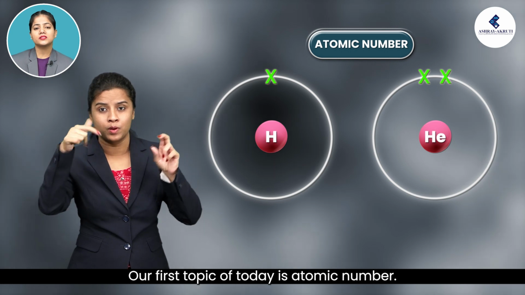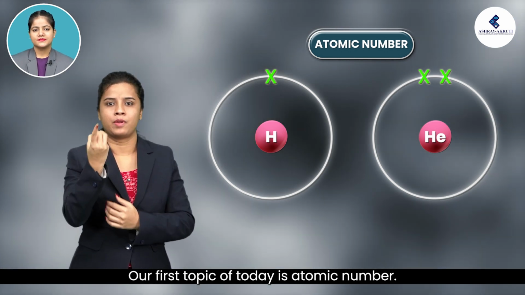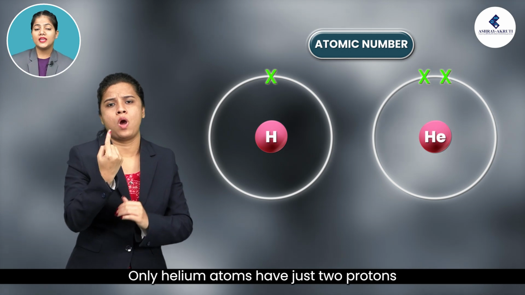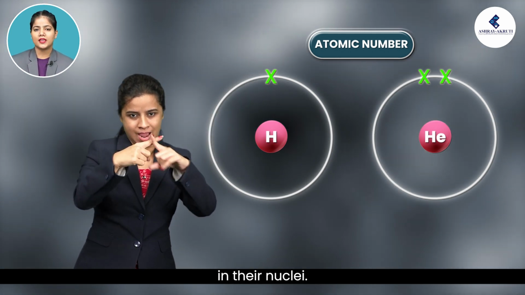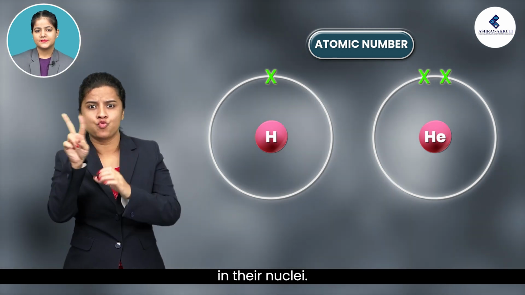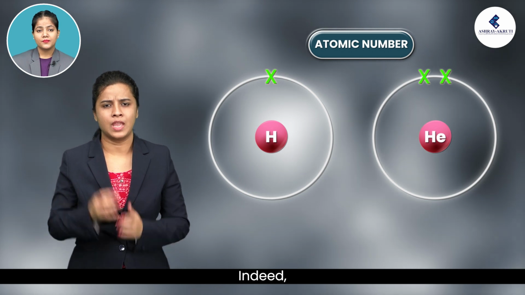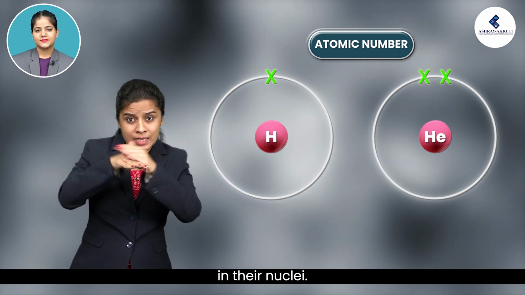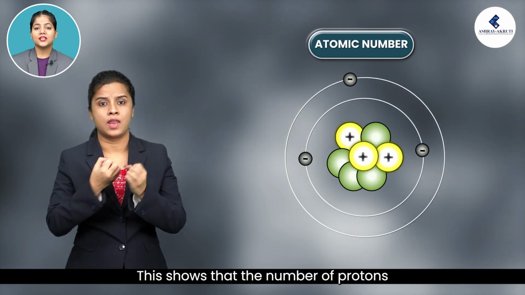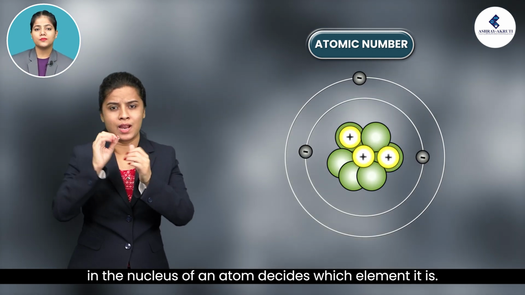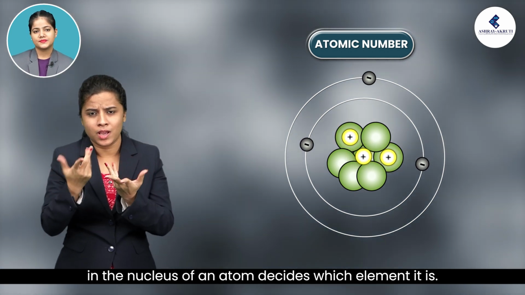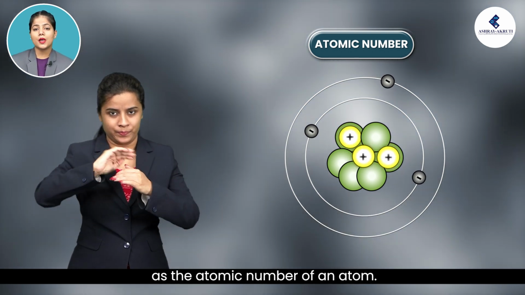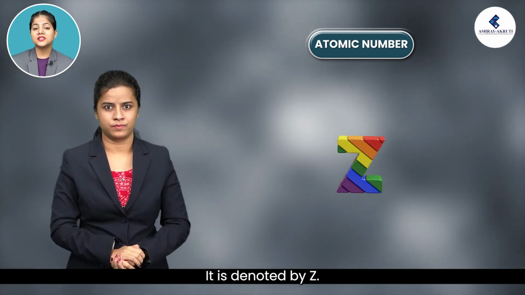Our first topic of today is atomic number. Do you know that hydrogen atoms have just one proton in their nuclei? Only helium atoms have just two protons in their nuclei. Indeed, only gold atoms have 79 protons in their nuclei. This shows that the number of protons in the nucleus of an atom decide which element it is. This very important number is known as the atomic number of an atom. It is denoted by Z.